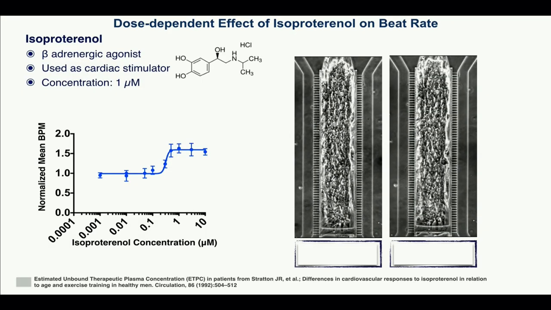So here's the first quiz. We've given the chips this one drug, isoproterenol, which is a beta adrenergic agonist. So it speeds up beating. Which of these is actually beating faster? Who says the left one?